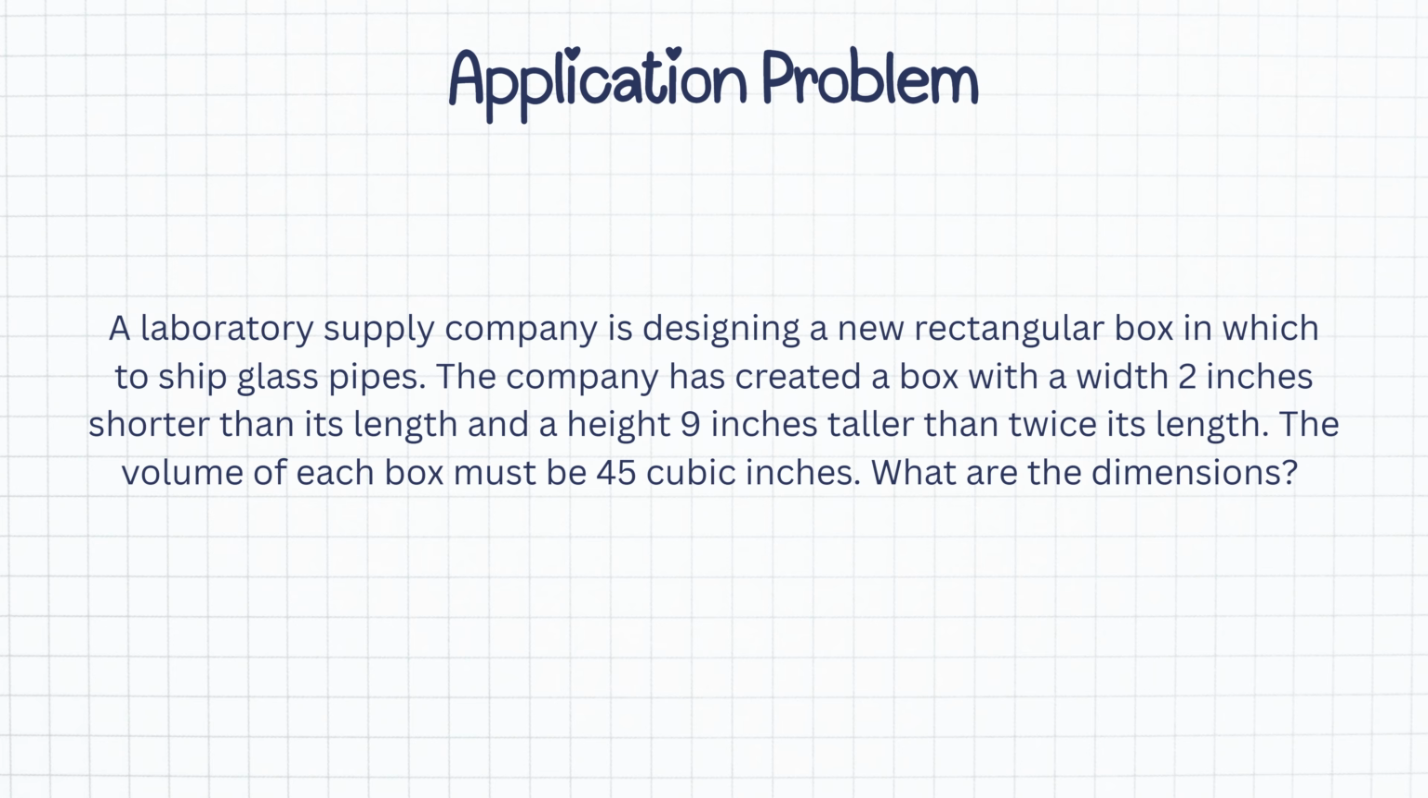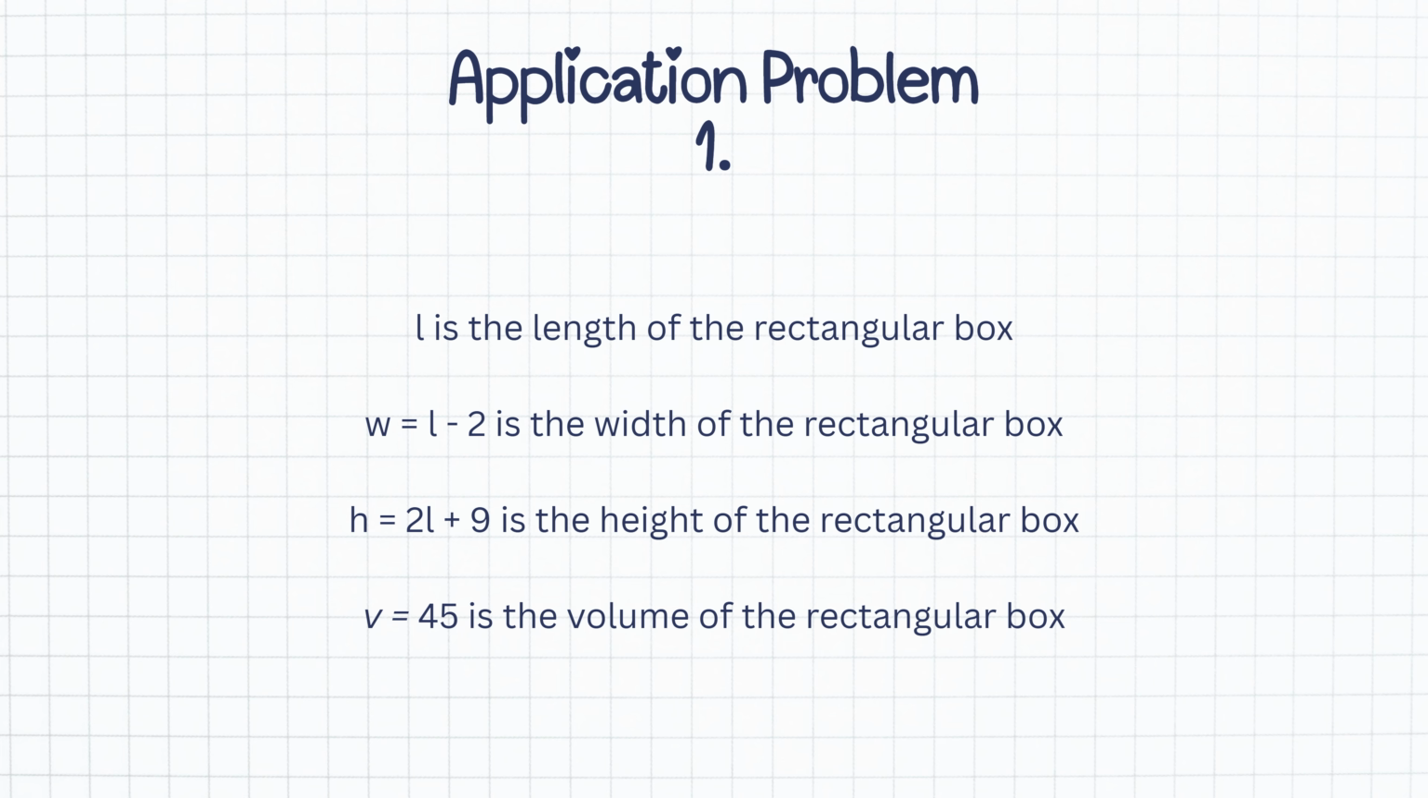A laboratory supply company is designing a new rectangular box in which to ship glass pipes. The company has created a box with a width 2 inches shorter than its length and a height 9 inches taller than twice its length. The volume of each box must be 45 cubic inches. What are the dimensions?